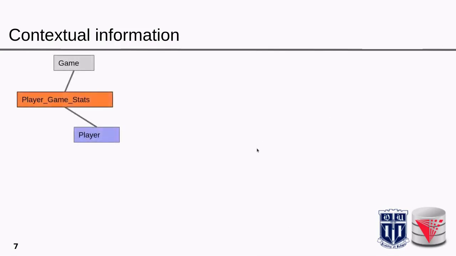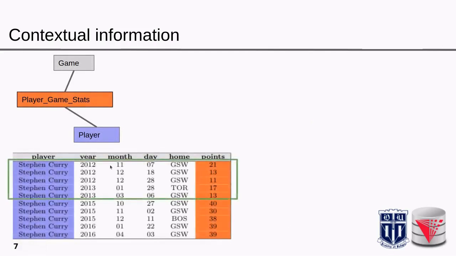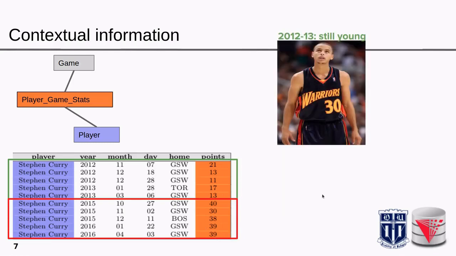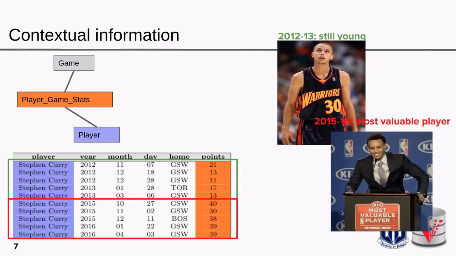As an example, we can join provenance with player game stats table and player table. As you can see, we are adding players' information and their performance stats to the provenance. As you can notice, player Stephen Curry's points have greatly increased from 2012 to 13 season to 2015 to 16 season. In the real world, Stephen Curry was only a young player who hadn't realized his full potential in 2012 season, whereas in 2015, he had become the most valuable player in the league.